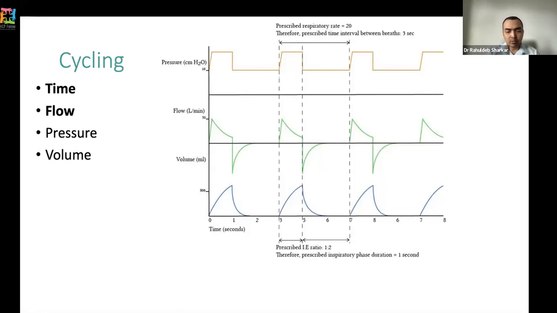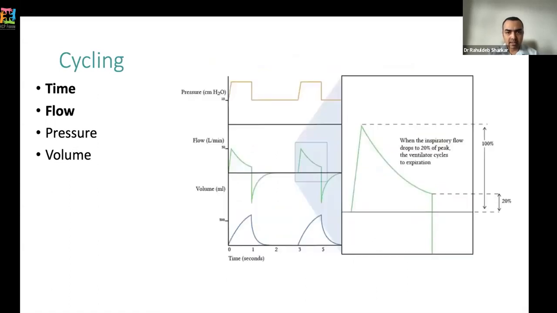Again, we'll come back to that. I'm just introducing this so that we can discuss it in the asynchrony related questions or problems. So the initial example was an example of time cycling, and then there is a flow cycling example, which is this figure.